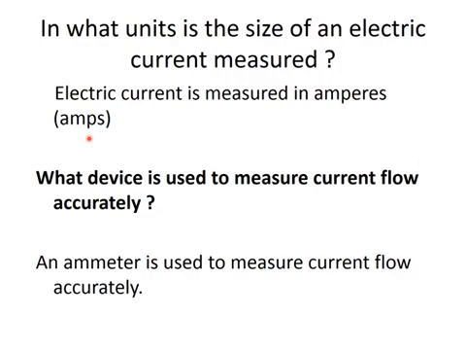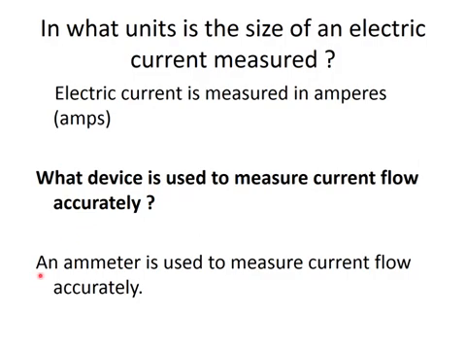We have discussed in the previous lecture what electricity is, and what electrical devices are used to measure electricity, and now in this question it was asked what is the unit in which we measure electricity. So it is ampere. The next question is, what device is used to measure current flow accurately?